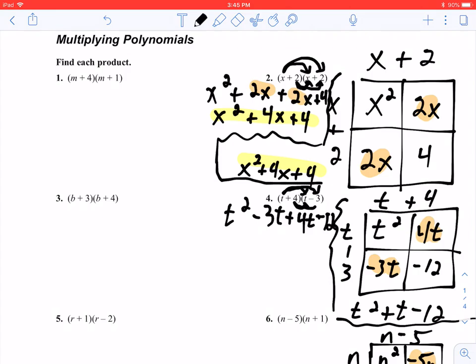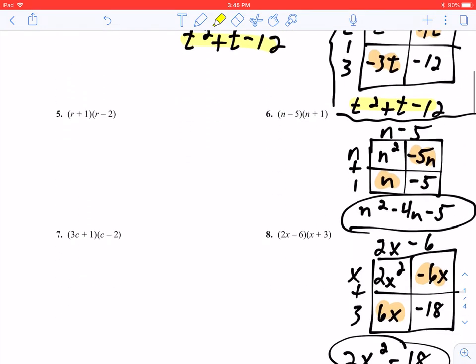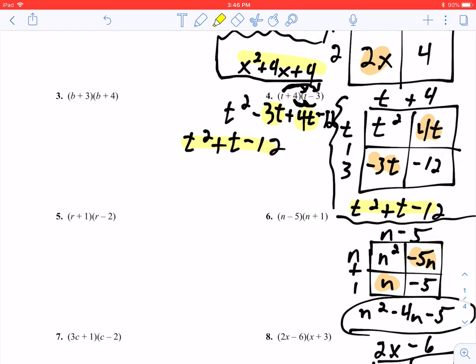12. Sorry about that, guys. I ran out of room again. We can see the negative 3t and the 4t. Those are like terms. So we have t squared and then plus t, because negative 3 plus 4 is 1t, and then minus 12. And you can see that this and this are the exact same. So we got the same answer using FOIL and using the box method. So that's good. Moving on to number 6.